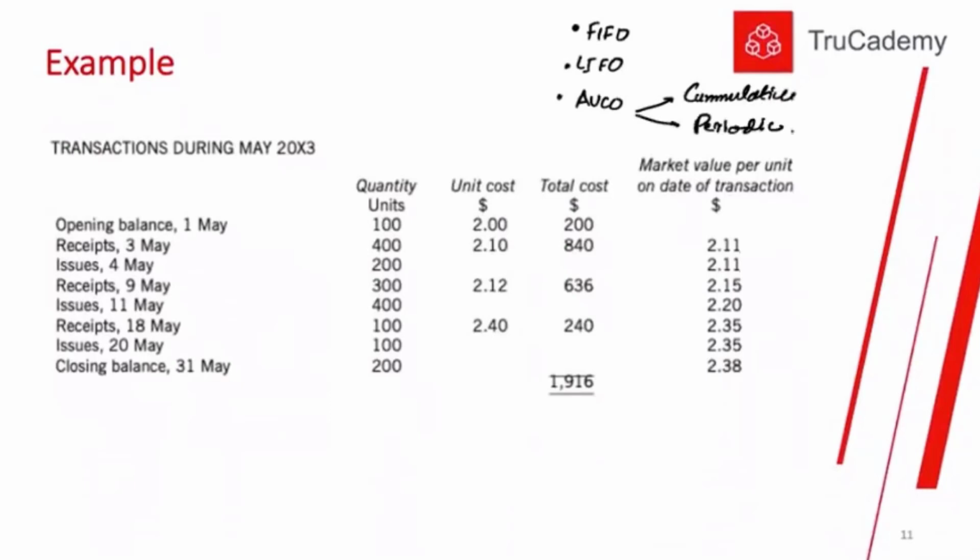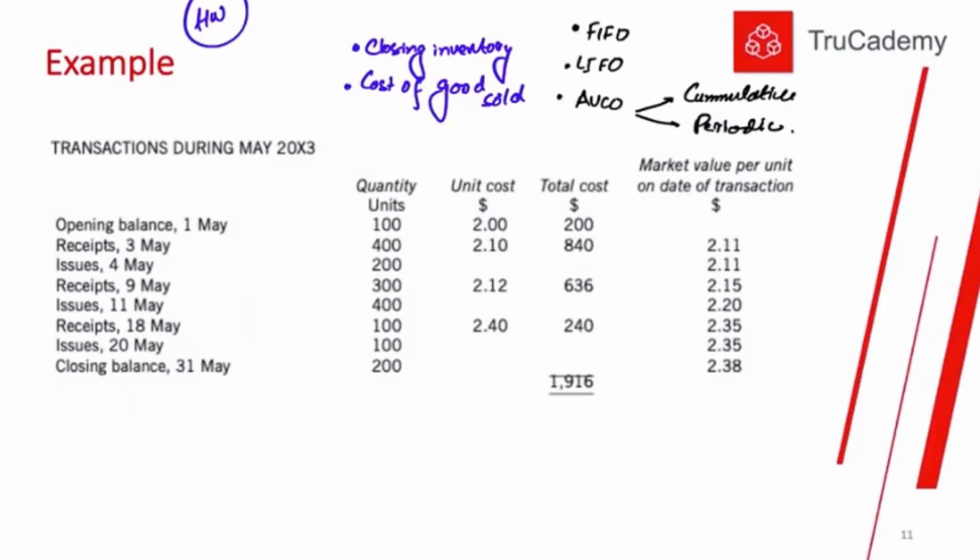And for each method, what do you need to calculate? You need to calculate two things. First, the value of closing inventory, whatever is left at the end of the period. And second, you need to calculate cost of goods sold under each method. So this will be your homework for today. You can solve this question under all of the four methods and calculate their closing inventory and cost of goods sold. And then you need to tell me the numbers.